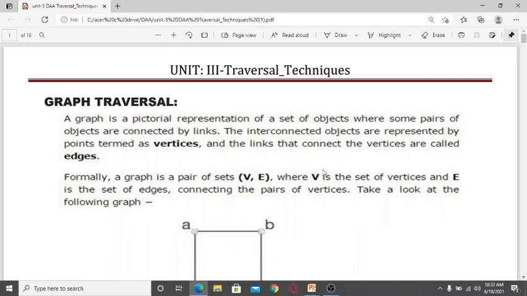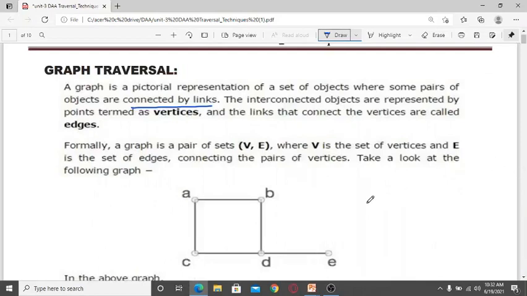So here, this is traversal technique in unit 3, graph traversal. What is the graph? Graph is a pictorial representation of a set of objects where some pairs of objects are connected by link. See, this is connected from A to B, from B to D, from D to C or C to D. You can say this is called undirected graph.